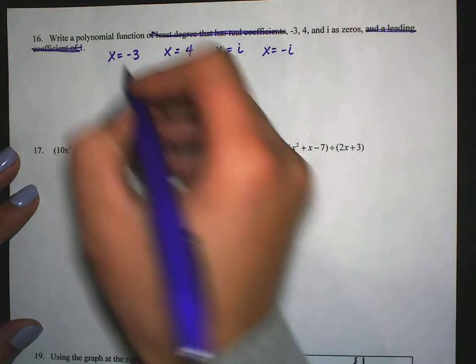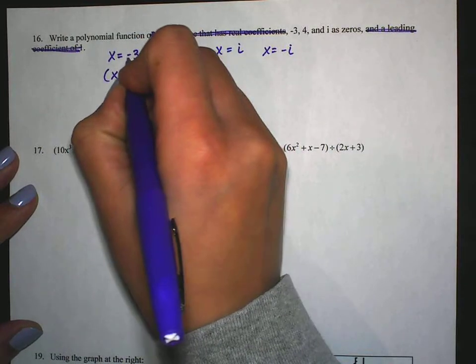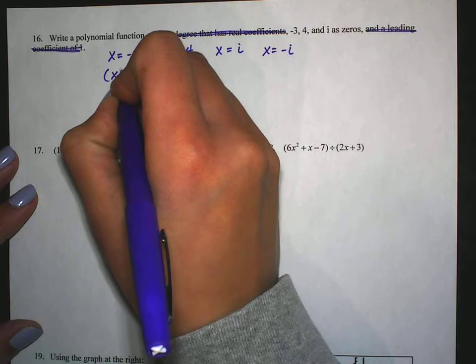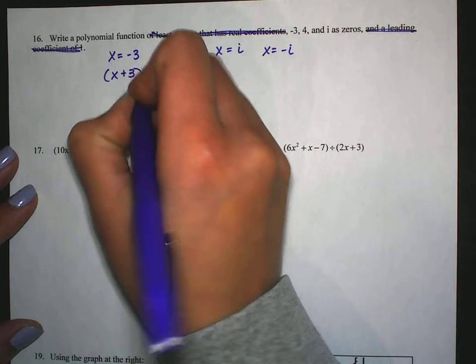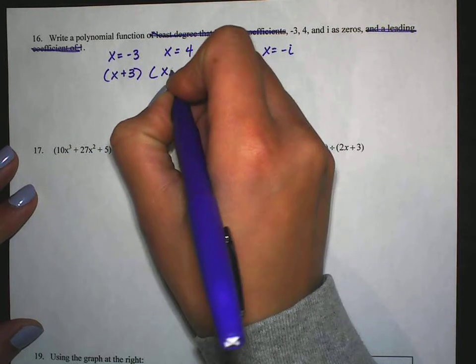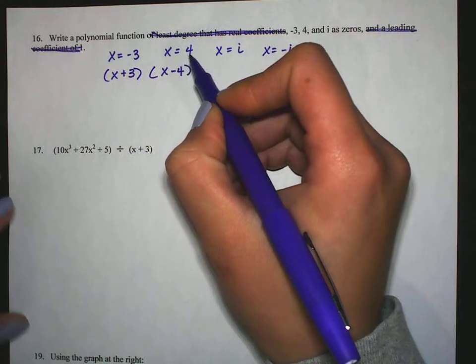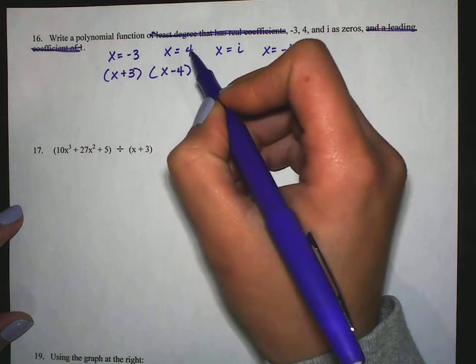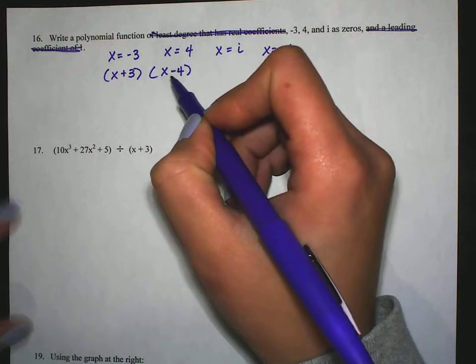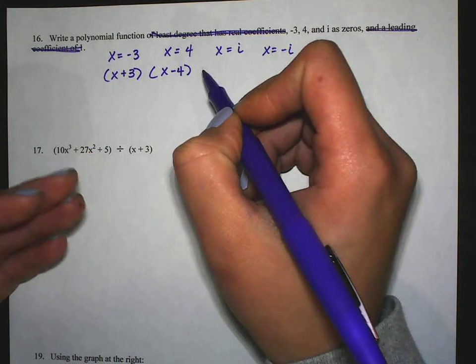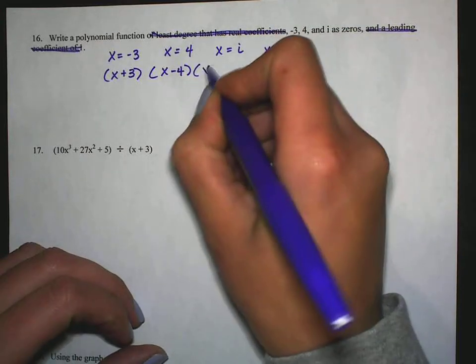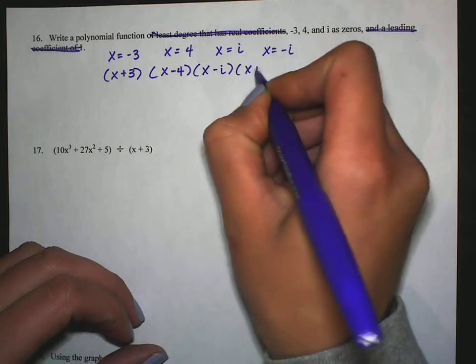So what I want to do is now go ahead and change these into factors by changing the signs through. If it's negative, we'll put +3. Since it's +4, we'll put -4. We're trying to figure out what, if x equals 4, how would I reverse it so that x minus 4 equals 0? So here, x minus i and x plus i.